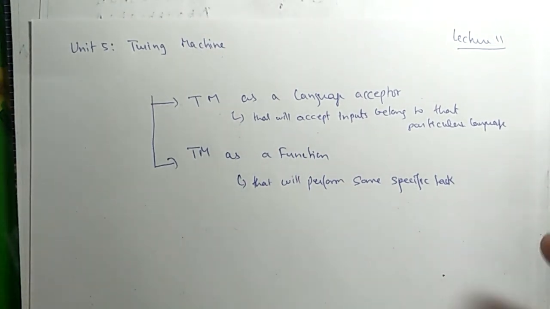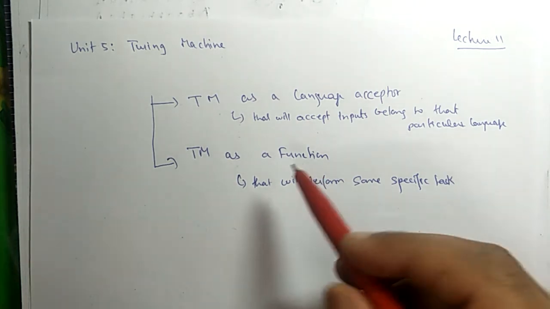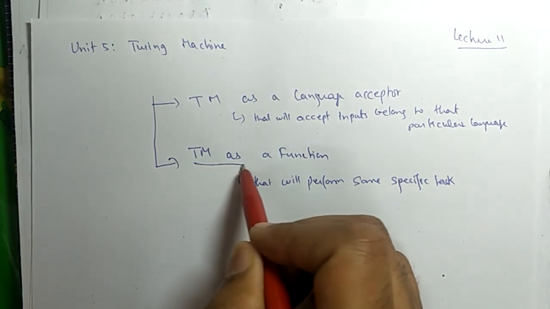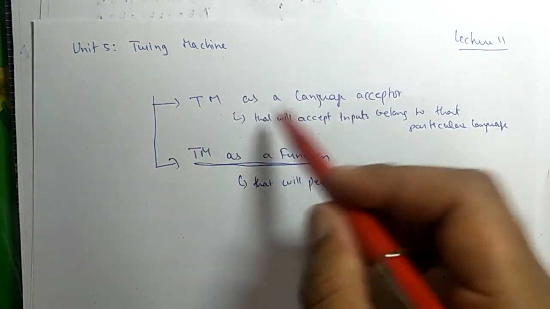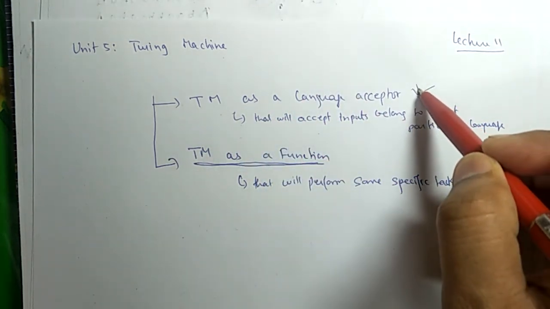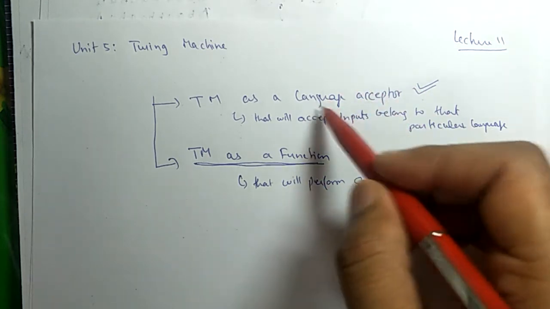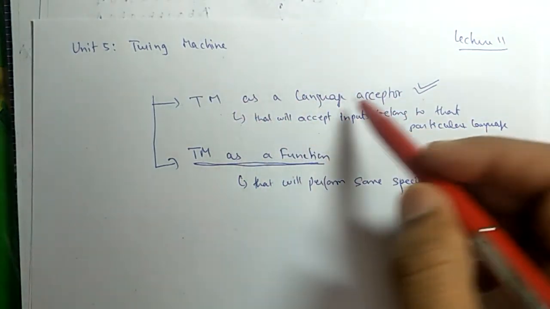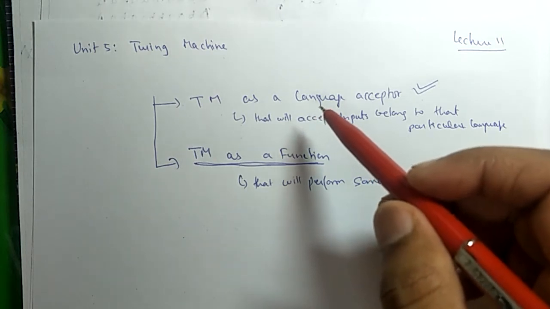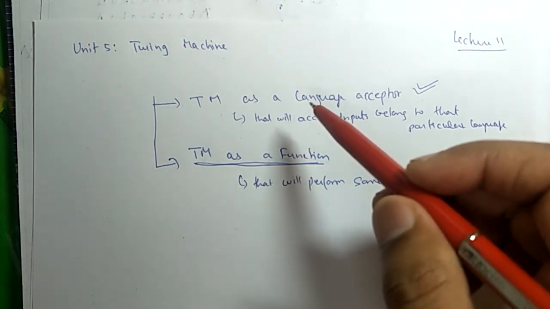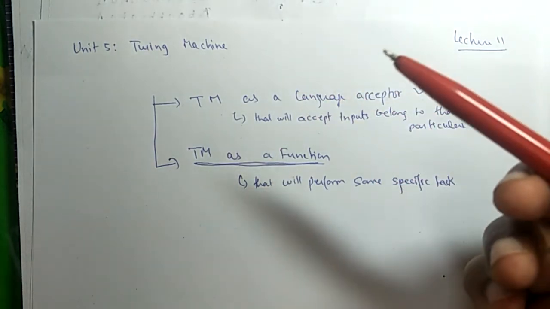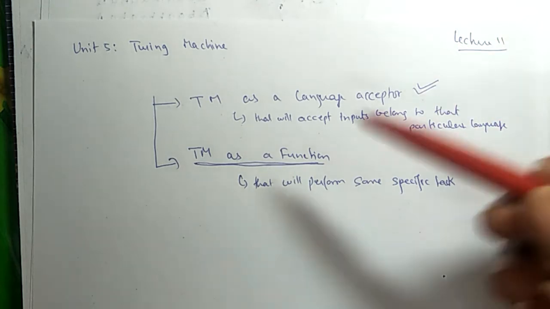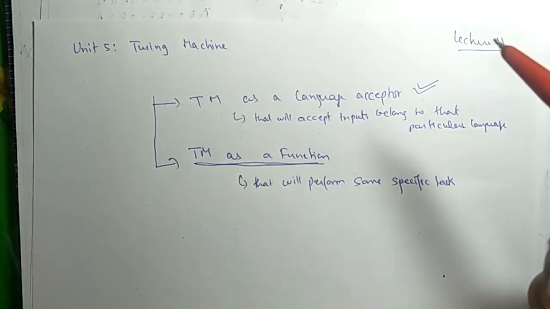Welcome everyone to lecture 11 of unit 5. In this lecture we will study Turing machine as a function. Till now we have studied Turing machine as language acceptor. We didn't give the name language acceptor, but all those Turing machines were designed for a particular language. Suppose I have designed a Turing machine for ANBN or ANBNCN or palindrome, even palindrome, odd palindrome, or any other language.